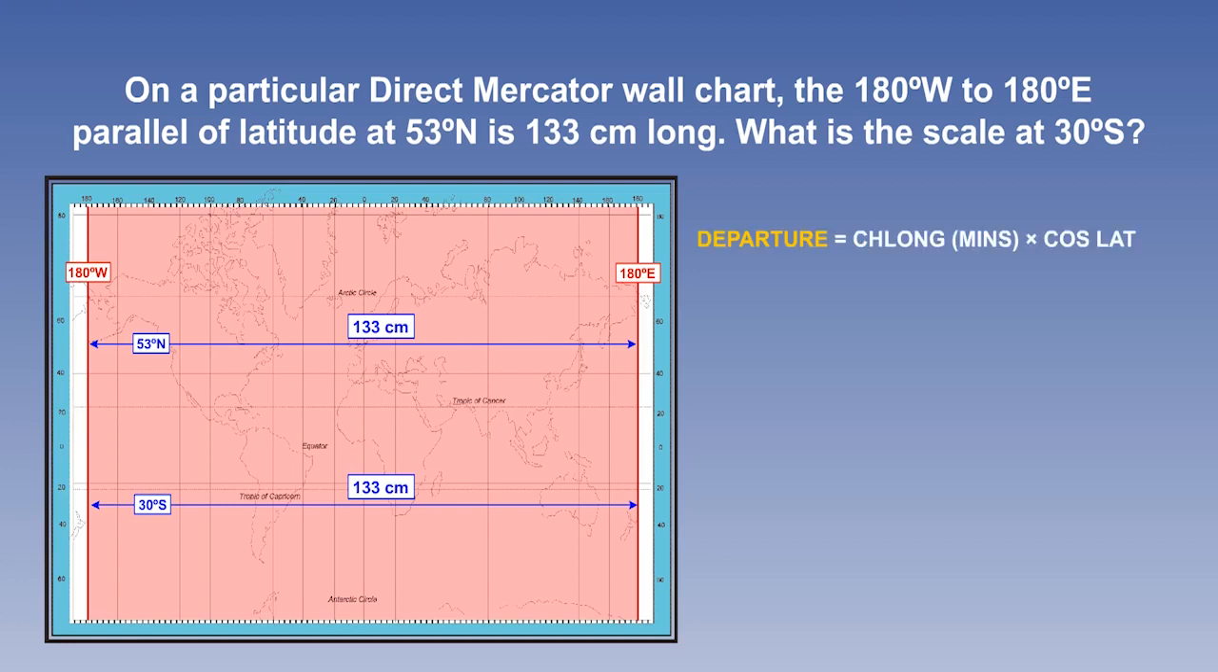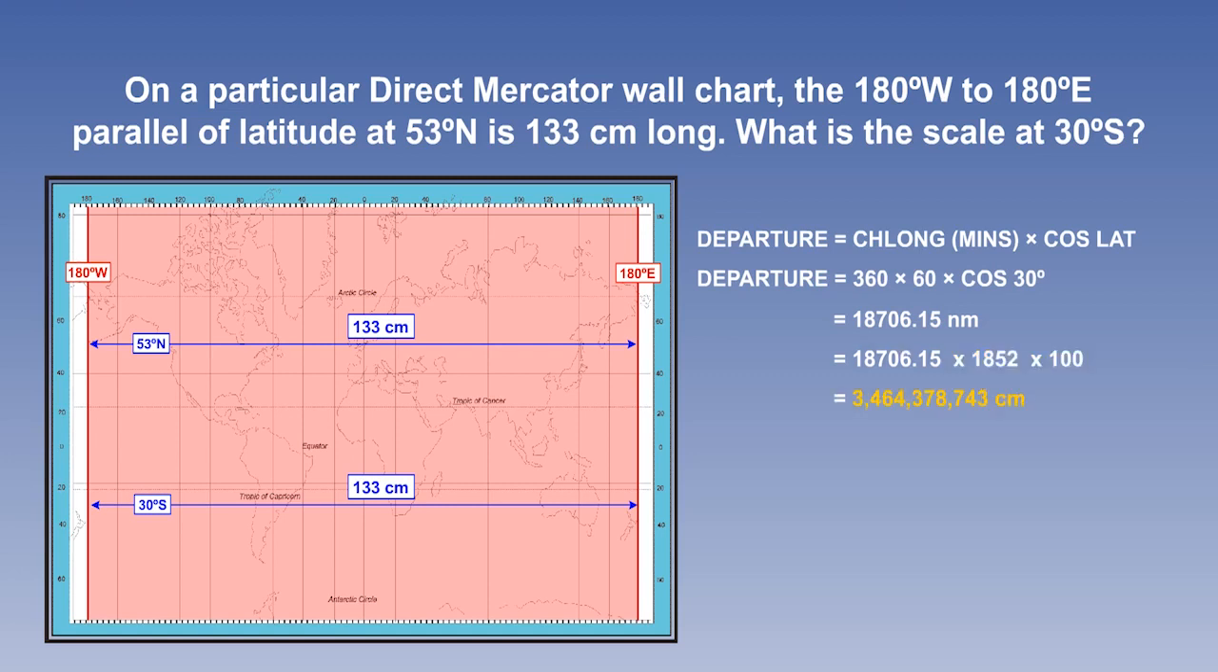Find the departure between 180 degrees west and 180 degrees east at 30 south. That's 360 degrees change of longitude times 60 to convert to minutes, and then multiply by the cosine of 30 degrees, which is about 18,700 nautical miles. The chart length is in centimeters, so multiply this departure by 1852 and then 100 to get the Earth distance into centimeters as well.